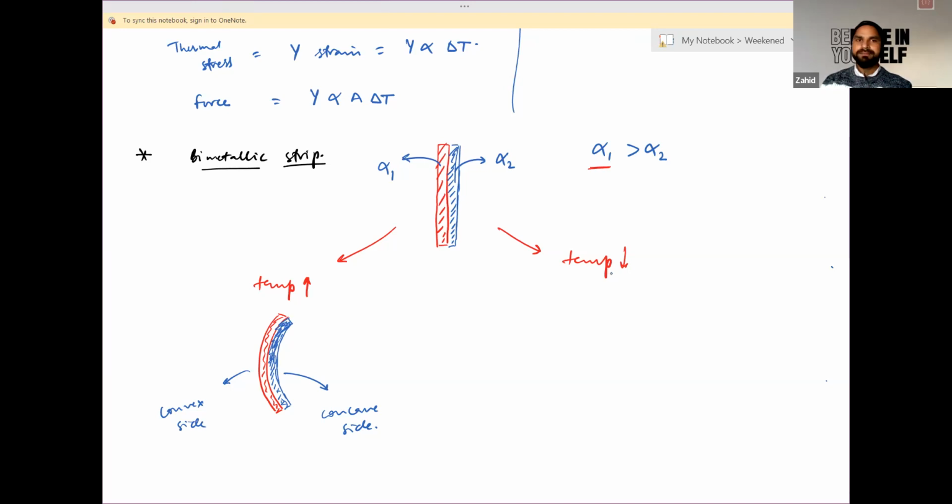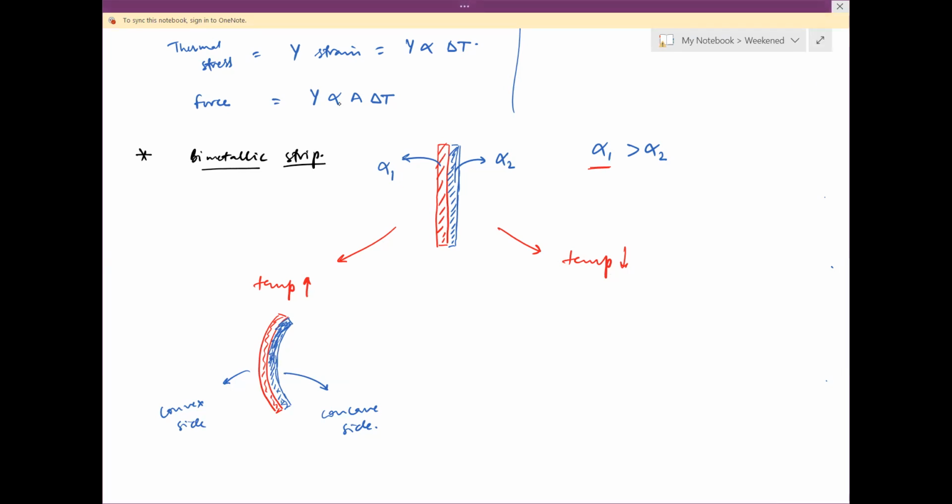Saifullah, any idea? I think it will go vice versa. Red will be concave, whereas blue will be convex. Okay, red will be concave and blue will be convex. Okay. Mamuna? I don't know, sir. Okay.